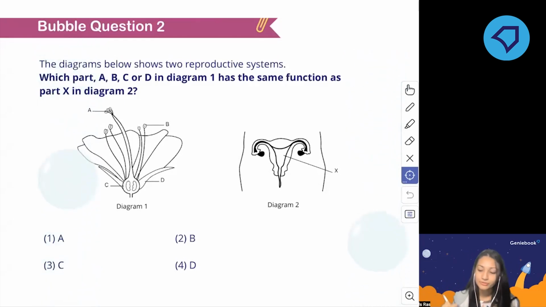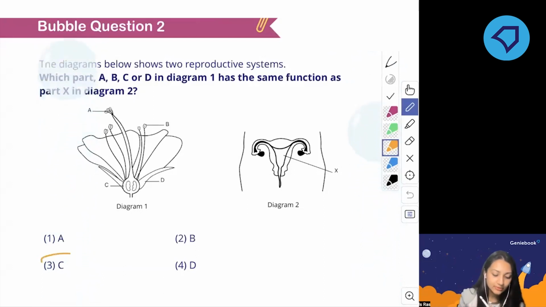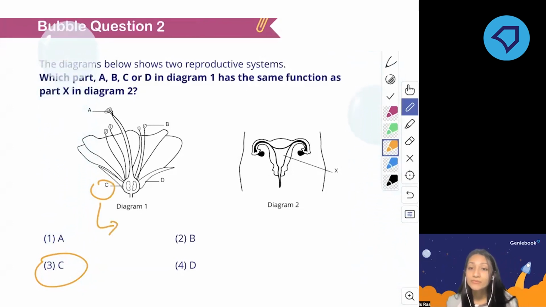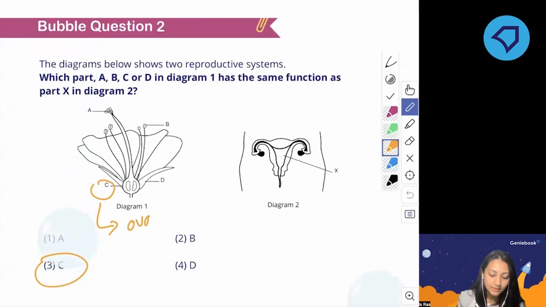Answer should be number 3, which is over here, which is C. What is C referring to? Who can tell me? Those who got it correct, what is C referring to? Ovary. Yes. And X is the womb. Thank you.